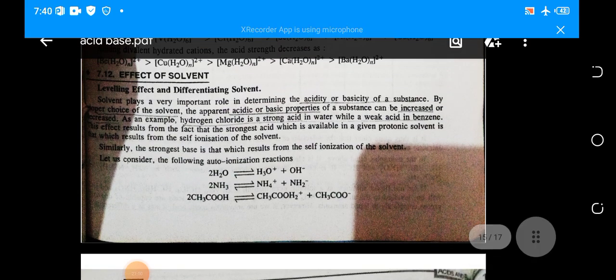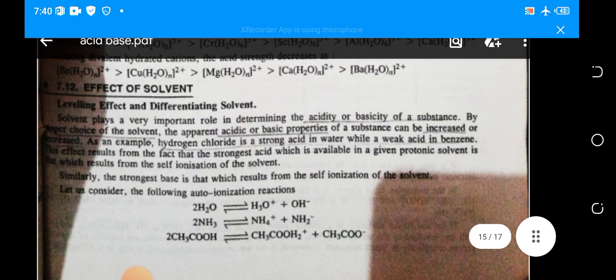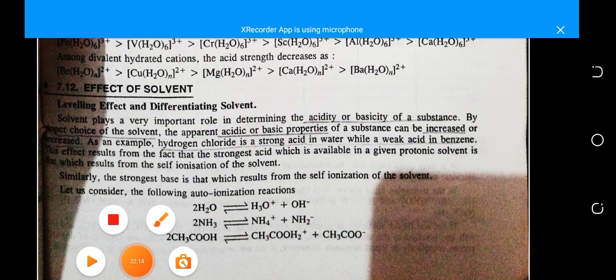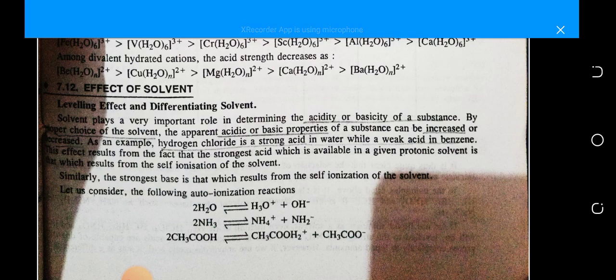Effect of solvent: leveling effect or differentiating solvent. Solvents play a very important role in determining the acidity and basicity of a substance. By a proper choice of the solvent, the apparent acidic and basic property of a substance can be increased or decreased. As an example, hydrogen chloride is a strong acid in water while a weak acid in benzene.